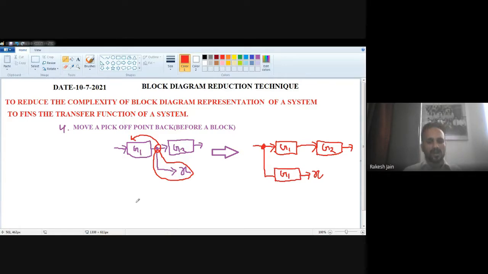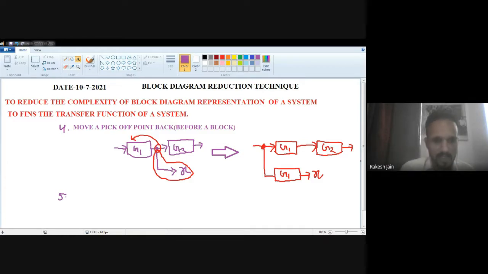Whenever we wish to move any pick-off point or take-off point before a block, then that block also comes with that line. Okay, this is a rule. We will use it in numericals. You will see later on. But remember that whenever a pick-off point moves before a block, then that block will also come directly. Then the next one is move a pick-off point after a block. Forward. Moving a pick-off point forward. Forward means after a block.